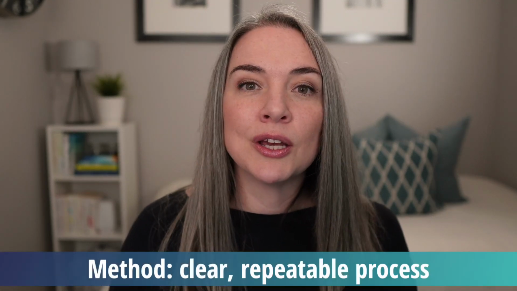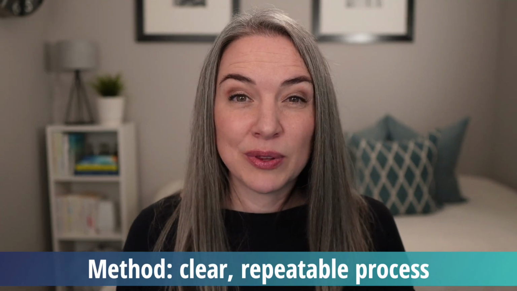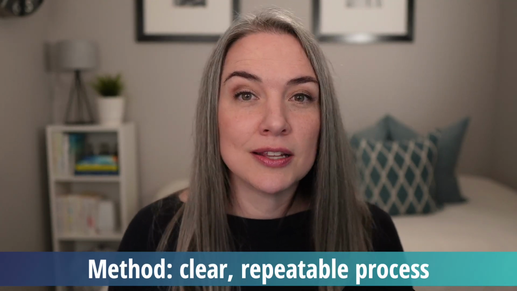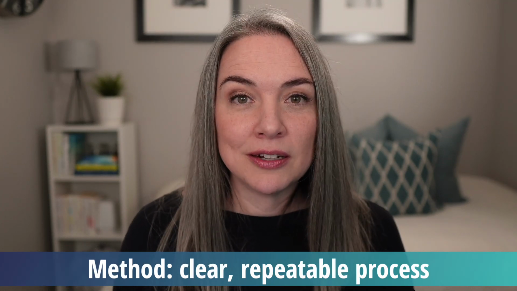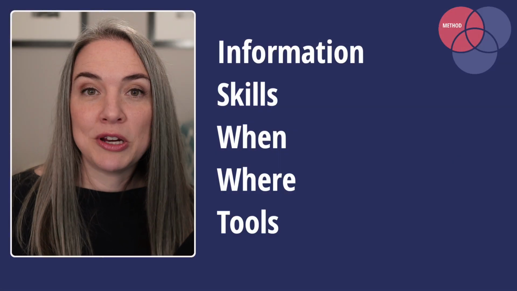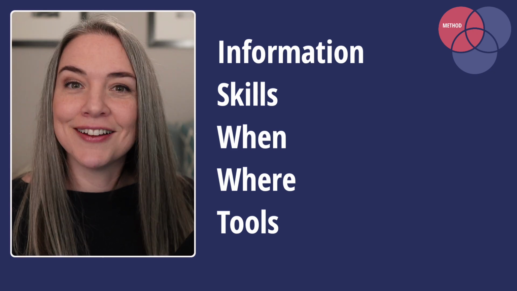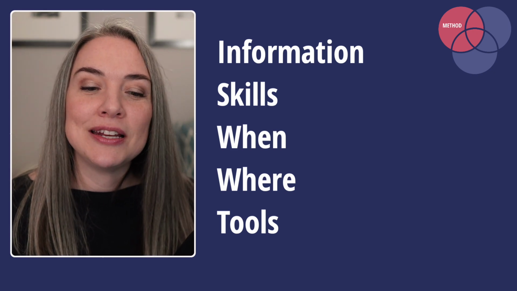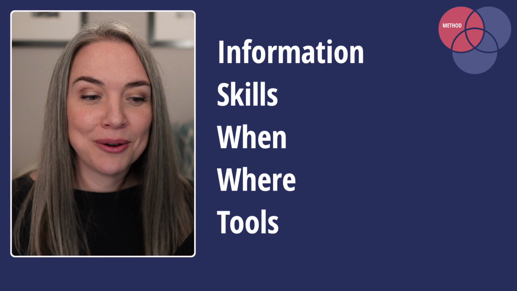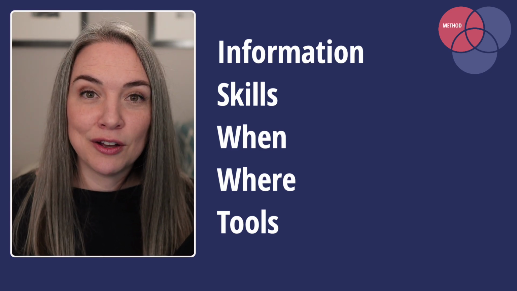So first, we want a method. So we want it to be clear and repeatable. We also want it to be complete so that we have all the information, the skills we need, and we know how to implement. So the way I break this down is that you need to know certain information. You also need to have skills to be able to act on that information, and we need to implement it. So when is it happening? Where is it happening? What tools are we using? Now, in the case of exercise, first of all, there are just so many ways to exercise.